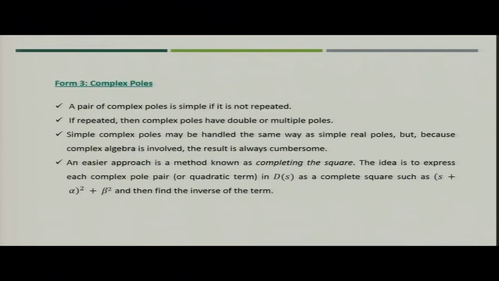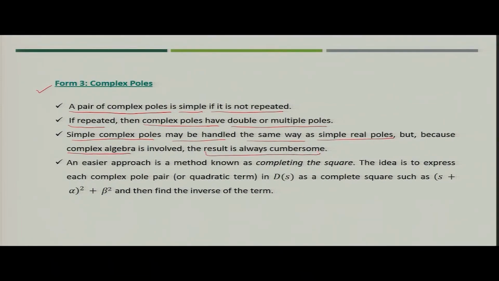Now, we have a third case where we have complex poles. A pair of complex poles is simple if it is not repeated, and if it is repeated then the complex poles have double or multiple poles. Simple complex poles may be handled the same way we handle simple real poles, but since we have complex algebra involved, the result may be a little bit cumbersome.